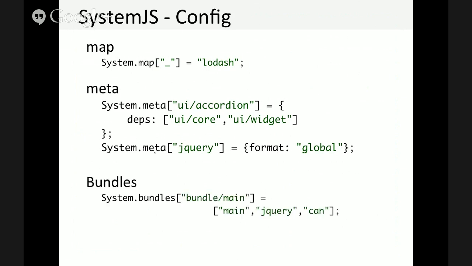I can specify bundles, which is great. This was basically already made so that we can write production files and say that, hey, this main bundle file contains the main module, jQuery, and CanJS modules, which is really cool. So that if somebody were to import jQuery, it would actually look here.